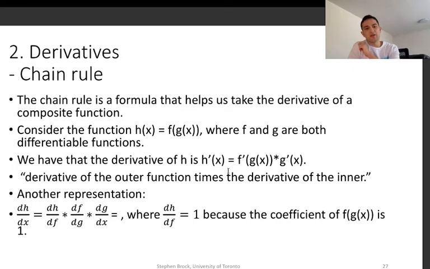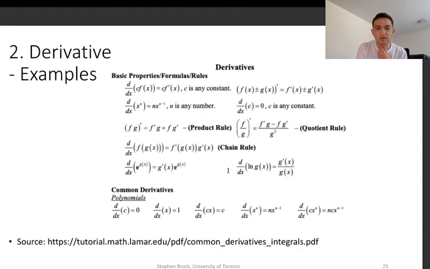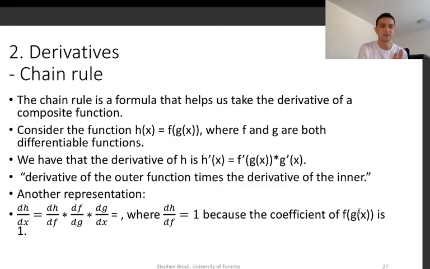All right, so another great tool, and I want to emphasize this. I think it's on the list, yeah, so it is here. It's called the chain rule, but I wanted to dive into it specifically because it's a very important tool in this course and moving forward. So the chain rule is a formula that helps us take the derivative of a composite function.